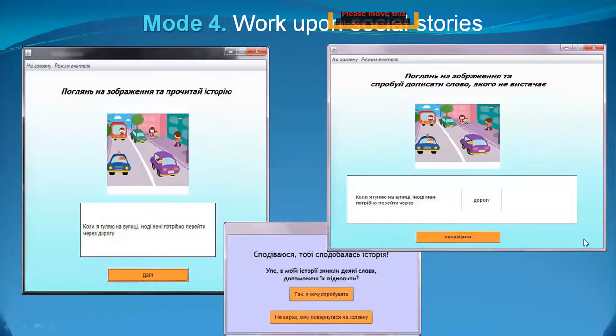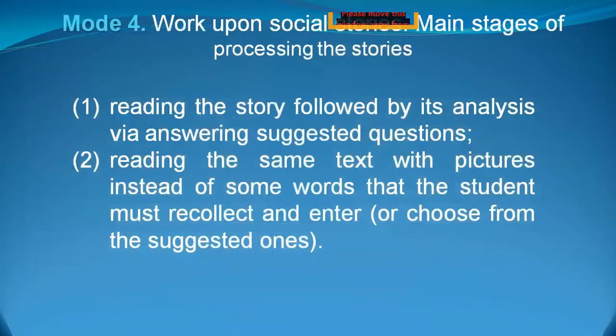In the fourth mode of training, the simulator provides an opportunity for students to work with so-called social stories. The social and educative content of these social stories contributes to the effective adaptation of ASD students to society. The student is offered two main stages of processing the stories: reading the story followed by its analysis while answering suggested questions, or reading the same text with pictures instead of some words that students must recollect and enter, or choose from the suggested words.